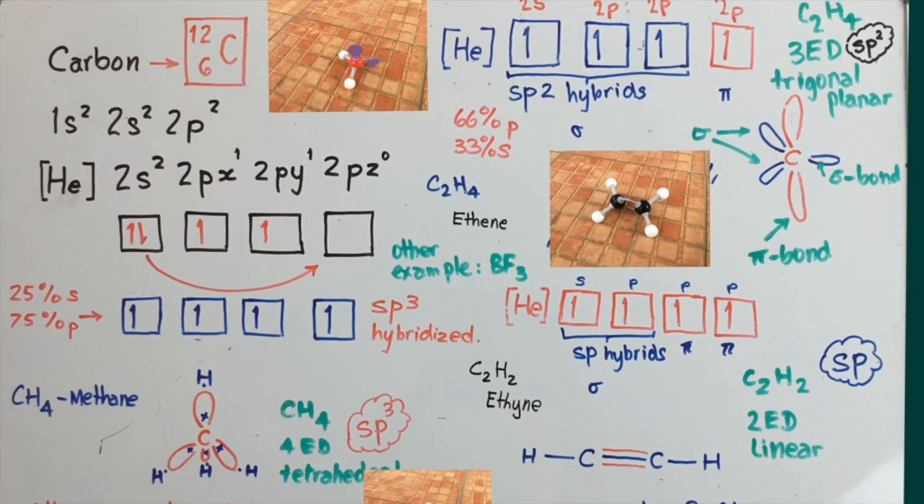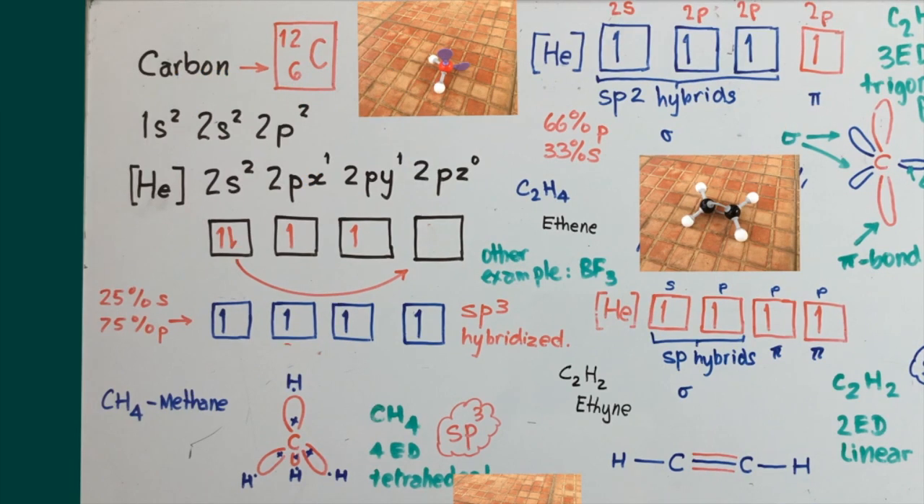Carbon has 6 valence electrons arranged in accordance with this electron configuration: 1s2, 2s2, 2p2. This can also be written as helium core, 2s2, 2px1, 2py1, and 2pz0. Here we consider the 3 lobes of the p orbital system: the x, the y, and the z.